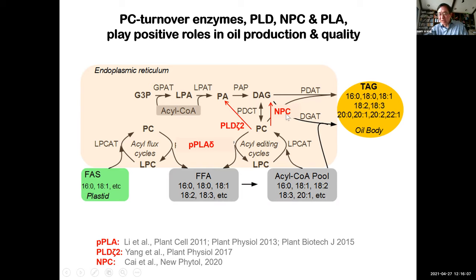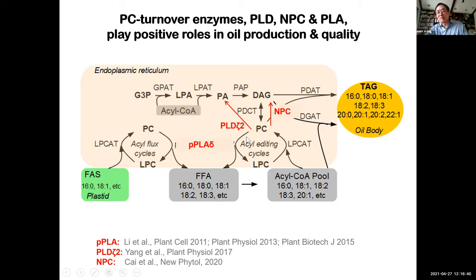Besides this MPC, the C type of phospholipase, early on we also found that some of the A type of phospholipases are actually involved in the acyl cycling. When a fatty acid gets modified on the PC, say desaturated on the PC, it can get deacylated and then be put into the fatty acid pool, where it can be used for incorporation into triacylglycerol. This part is called the Lands cycle.